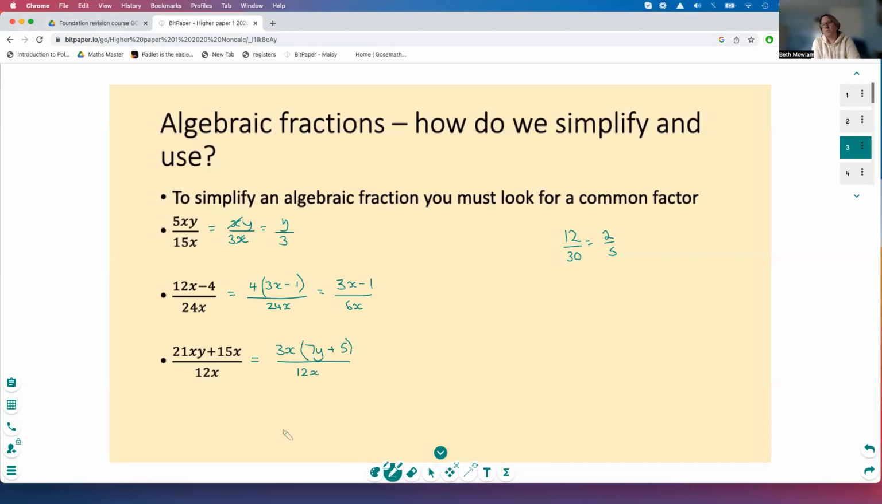There's one term on the bottom, so we don't factorise that. Now we look and see, do we have anything in common? Actually, we've got an x that's a common factor on both, and we've got a 3. So I can divide by 3x, which means I'm left on the top with 7y plus 5. On the bottom, if I divide by 3x, I'm left with just 4, because the x's cancel out.